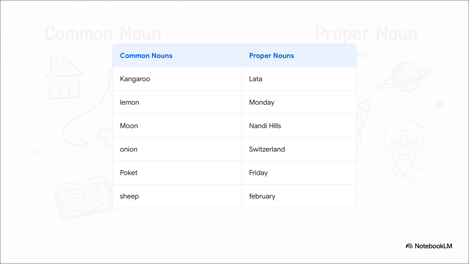Look at the common noun column. They spelled pocket as poket. Close enough. And over in the proper noun column, they correctly identified February as a specific month, but they accidentally wrote it with a lowercase f, completely breaking our golden rule. It's a really great reminder of why practicing that capital letter rule is just absolutely crucial.